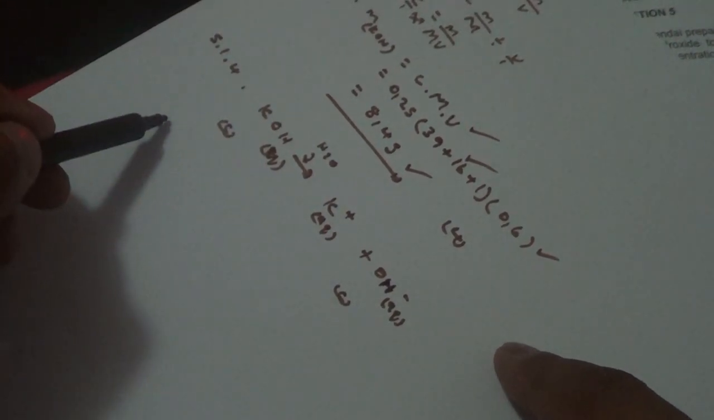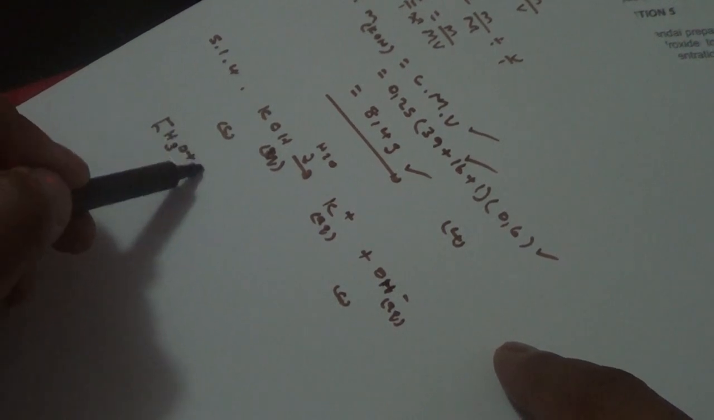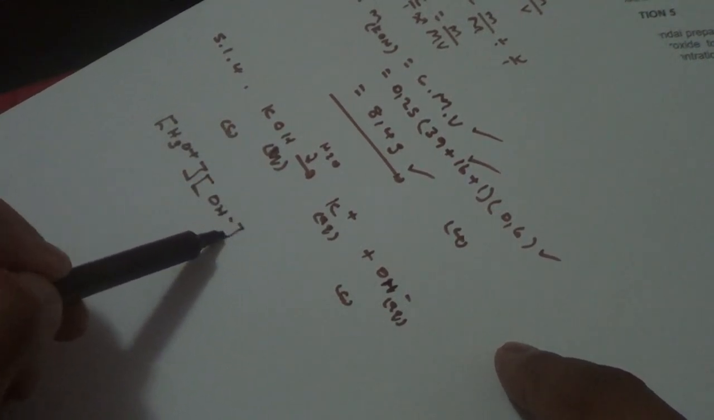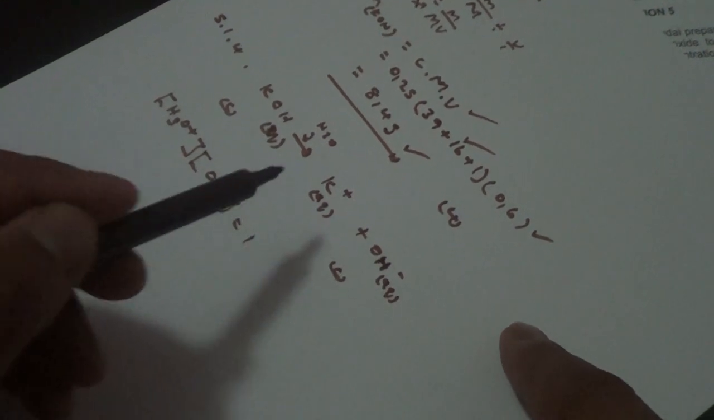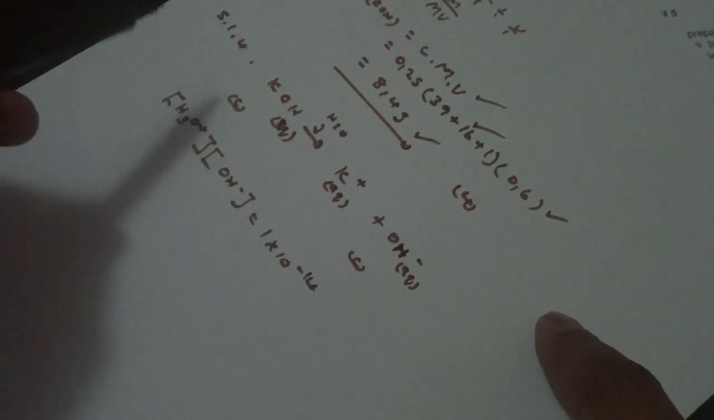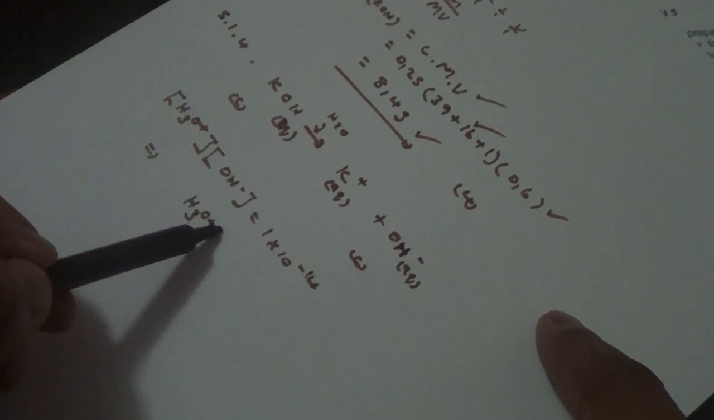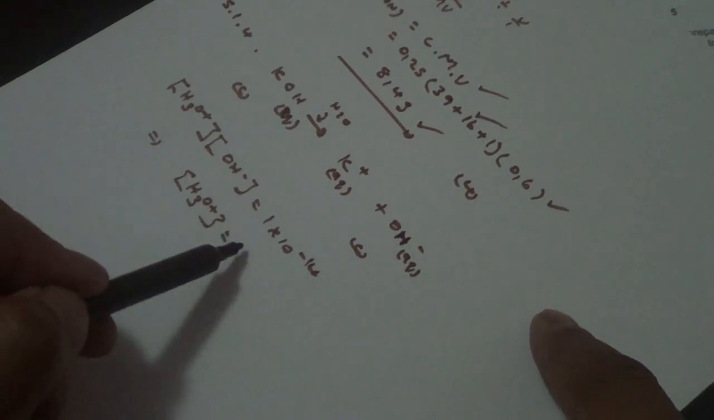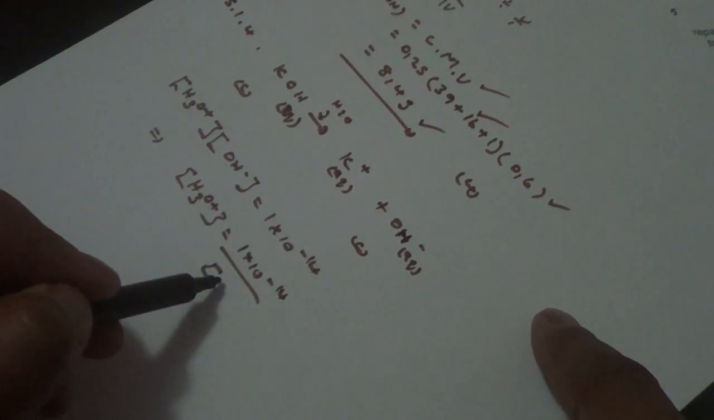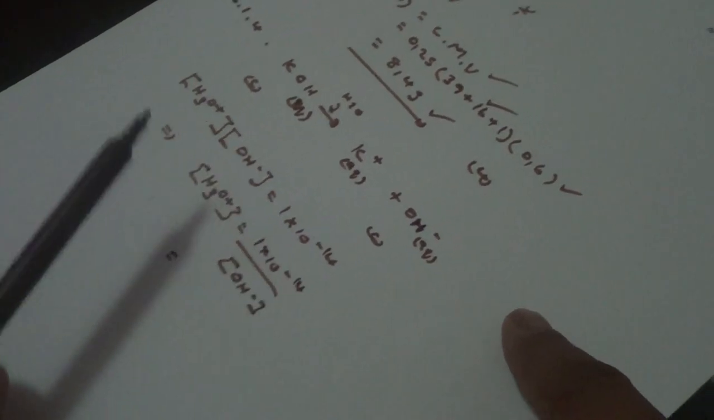So we know that the ionization of water says the oxonium ion concentration multiplied by the hydroxyl ion concentration is a constant, 1 times 10 to the minus 14. Great stuff. And it follows that the concentration of our oxonium ions is equal to 1 times 10 to exponent minus 14 divided by the concentration of the hydroxyl ions. And that was the question.